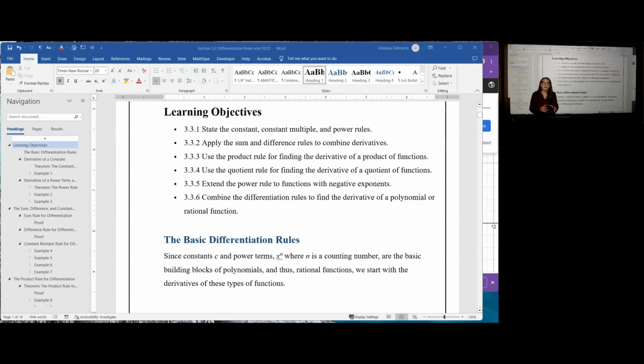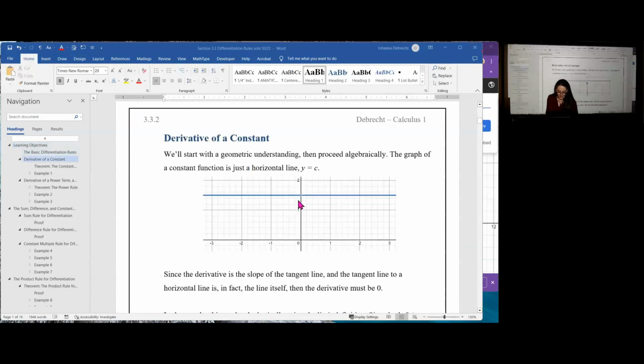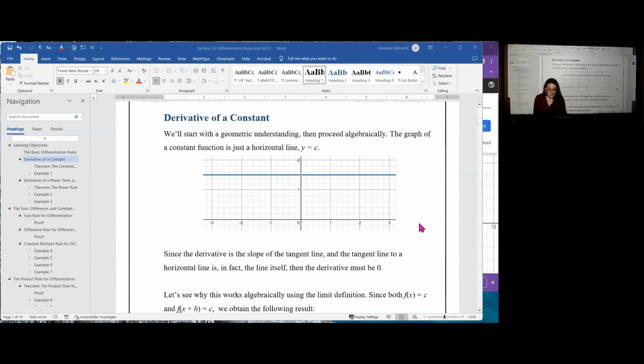The two building blocks for polynomials are constants and power functions. Just c and x to the n, where n is a counting number. So we'll start with the derivatives of those. The derivative of a constant is going to be 0. The constant corresponds to a horizontal line, and the slope on a horizontal line is constantly 0.